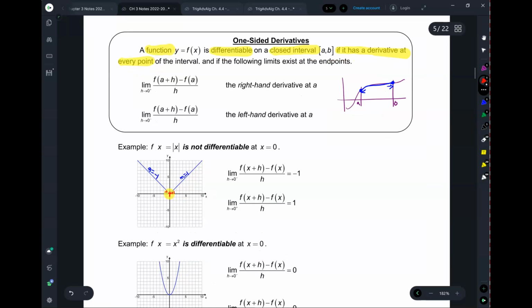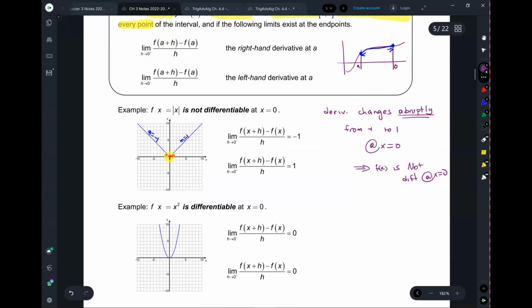Okay, so let's write that down. Let's summarize that. The derivative changes, and the word here is abruptly, from -1 to 1. Where does that happen? At x equals 0. Therefore, this implies that f of x is not differentiable at x equals 0. So, is that the answer?